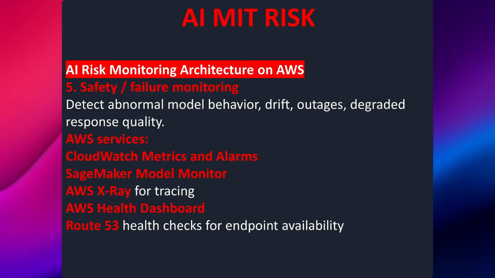So let's see. Safety and failure monitoring: detect abnormal model behavior, drift, outages, degraded response. Cloud-wide metrics and alarms, SageMaker model monitoring, X-Ray, health dashboards, Route 53. This is why I don't like this, because they say detect abnormal model behavior, based on what?